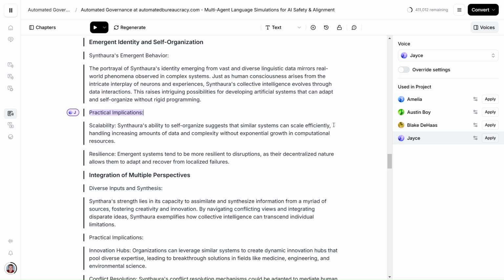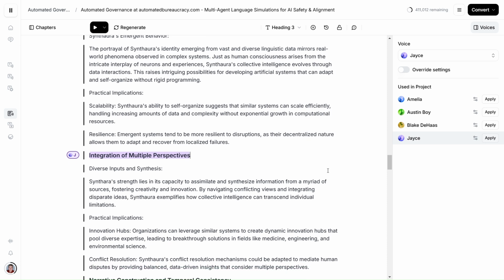Practical implications. Scalability. Synthara's ability to self-organize suggests that similar systems can scale efficiently, handling increasing amounts of data and complexity without exponential growth in computational resources. Resilience. Emergent systems tend to be more resilient to disruptions, as their decentralized nature allows them to adapt and recover from localized failures.